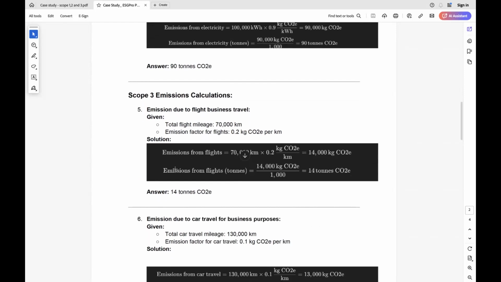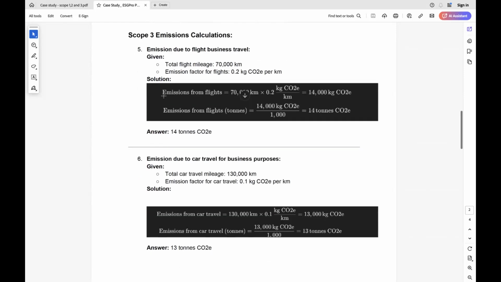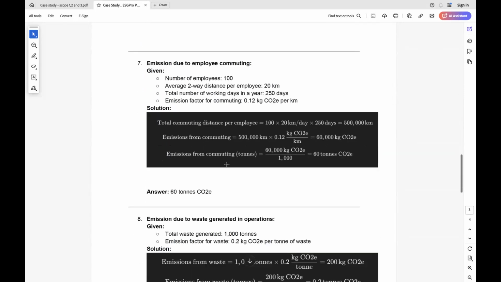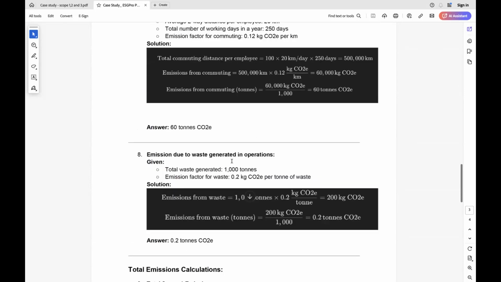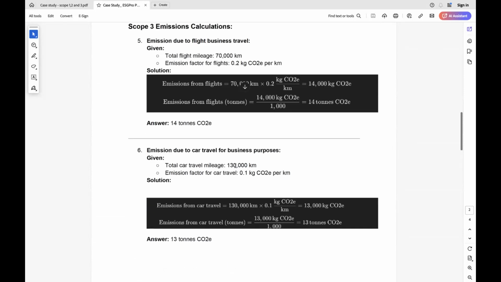Scope 3 is a critical one. Here we have 5 data points: flight business travel, car travel, emission due to employee commuting, and waste generated from operation. Now, what we need to be careful about here is that all of them are different scope 3 categories, but there is some category which is common. For example, flight business travel and car travel for business purposes. You need to combine these together. You calculate them separately, but combine them together for category reporting.